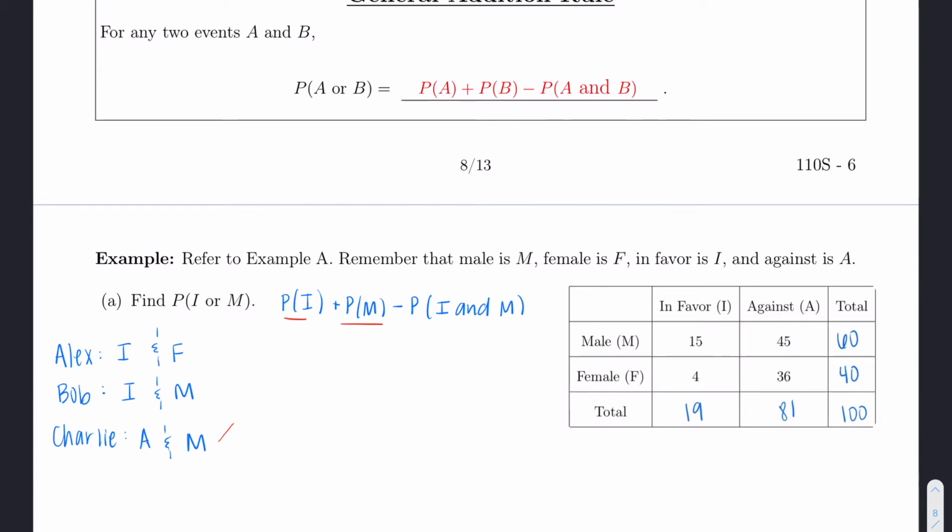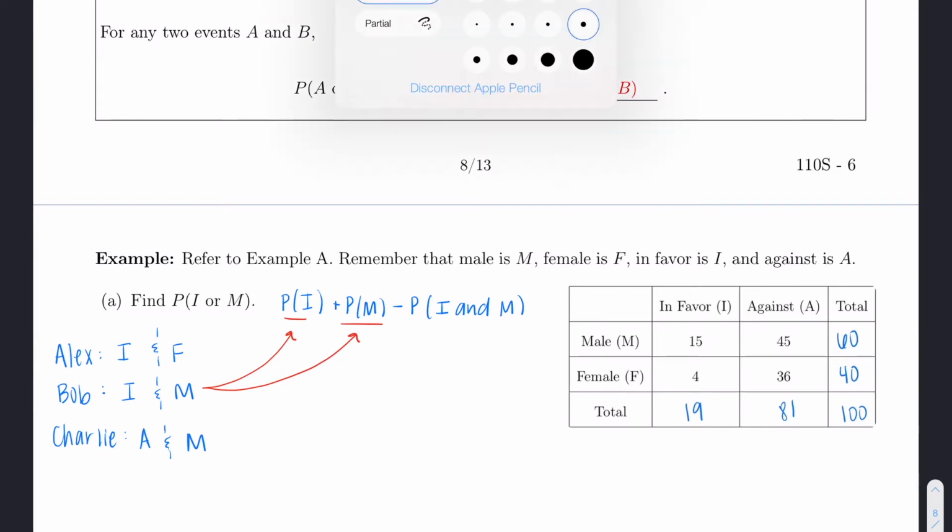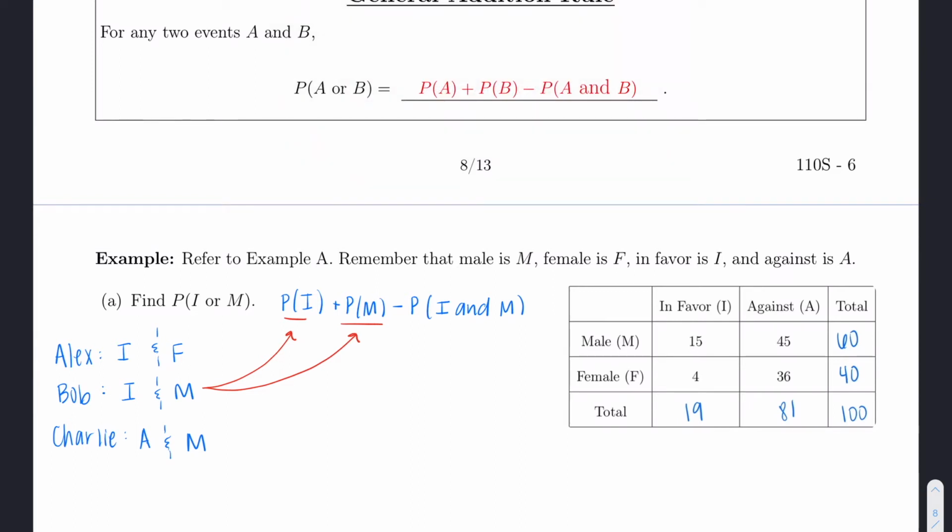But look what happens with Bob. Bob is in favor, so he's going to be included in that probability, but he's also male, so he's going to be included in that one as well. But you only want one person to be counted once, and so here, you just have to make sure that you remove one of those extra Bobs with this last probability. This is just making sure that we don't have any duplicates and that we're not counting anybody twice. And so that's why you need to subtract the probability of A and B, or in this case, I and M.